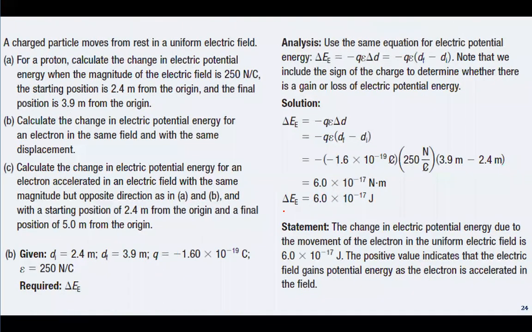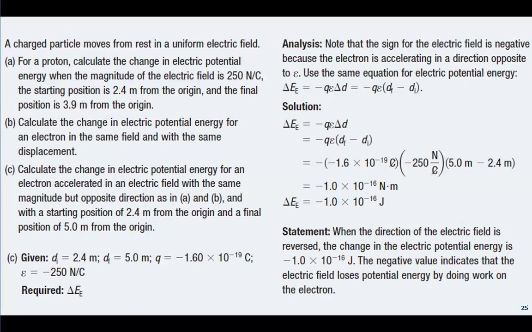In question B, you can use the same equation for electric potential energy: delta EE is negative Q epsilon delta d. Again, we include the sign of the charge to determine whether there is a gain or loss of electric potential energy. So in this question, delta EE is positive 6.0 times 10 to the power of negative 17 joules. Any questions? The method should be the same, right, except the signs here are different.